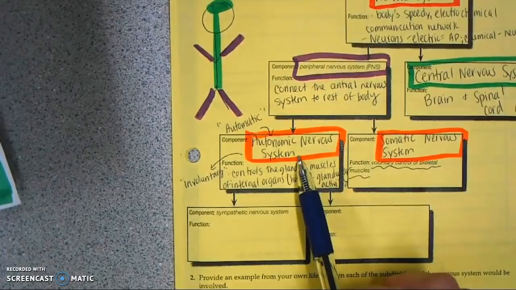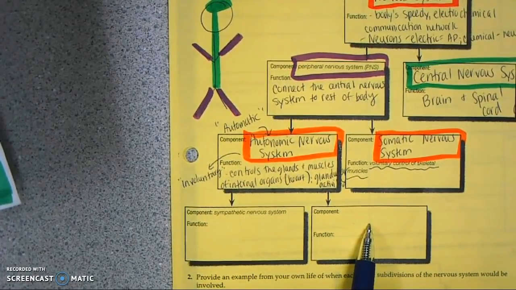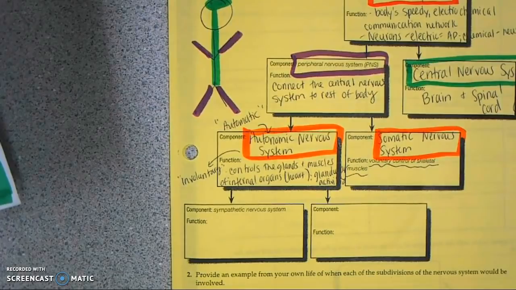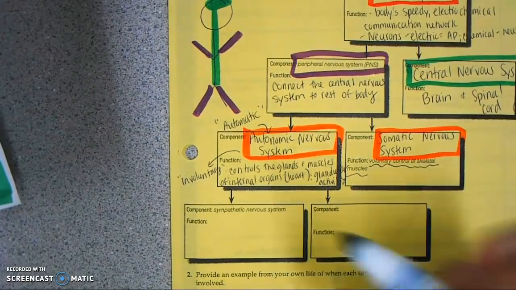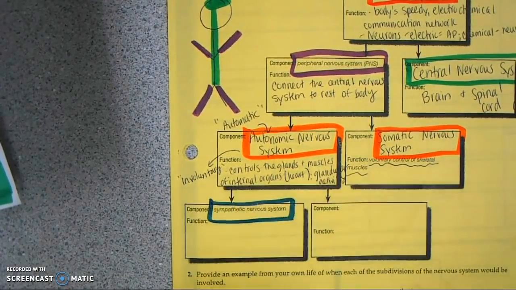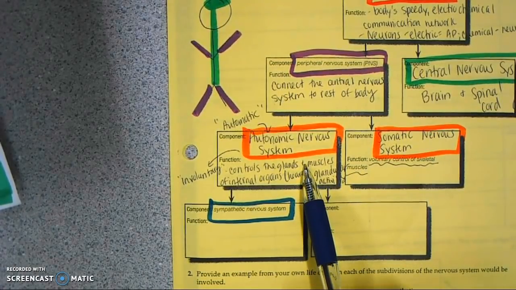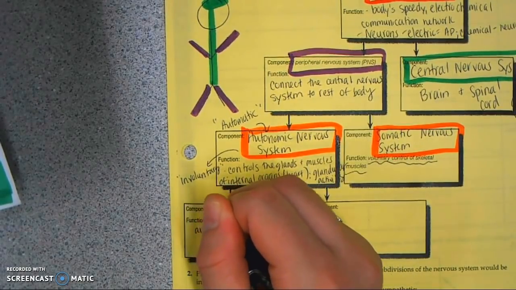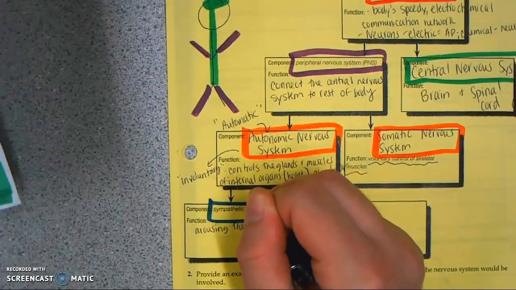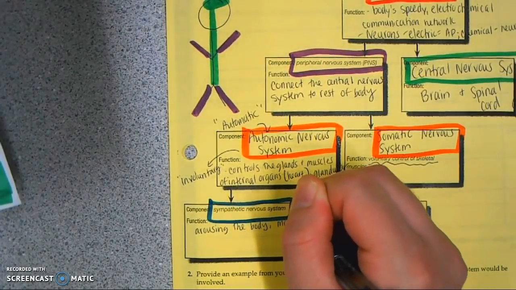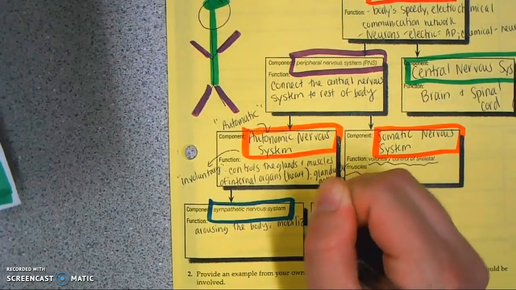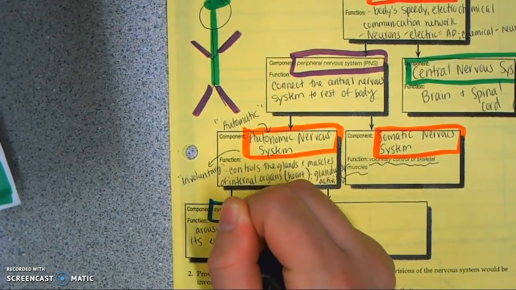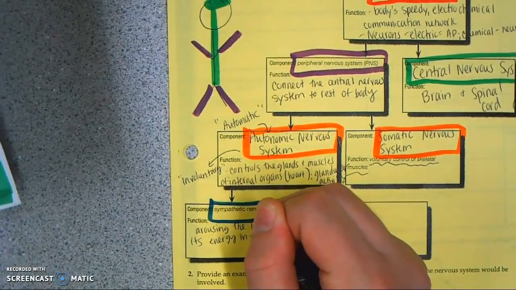The autonomic nervous system is divided into two parts. The first one is the sympathetic nervous system. In terms of function, it's part of the autonomic nervous system, and it's in charge of arousing the body, mobilizing its energy, in stressful situations.